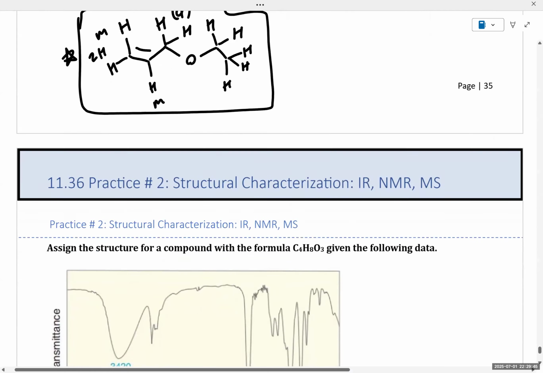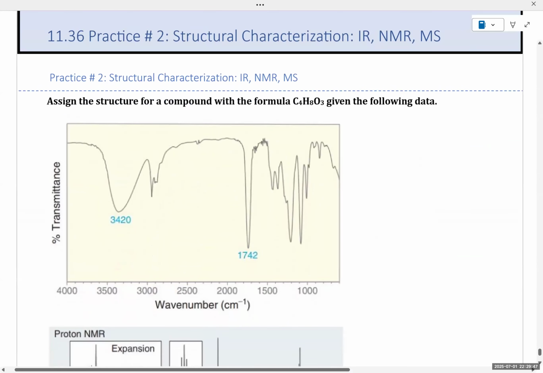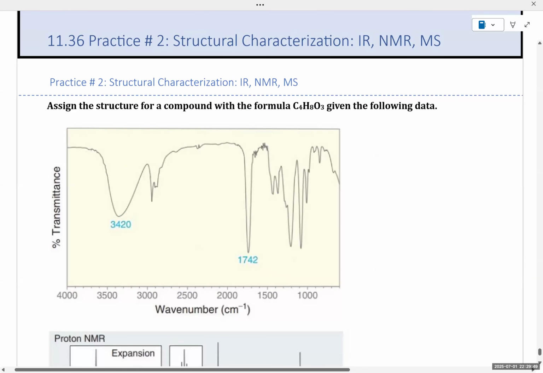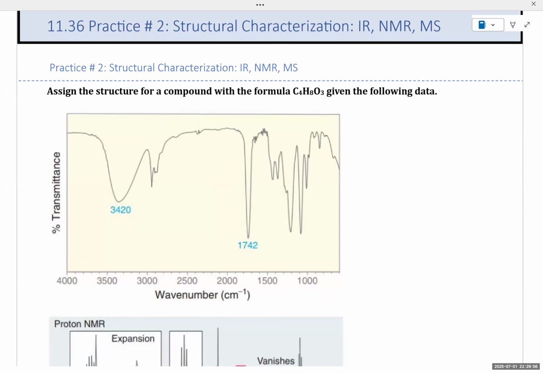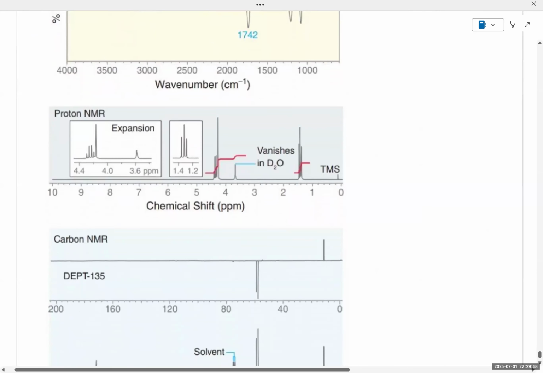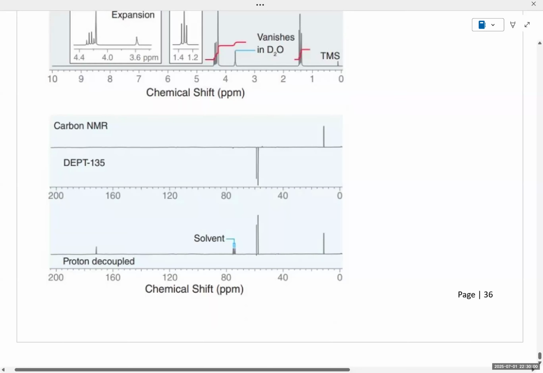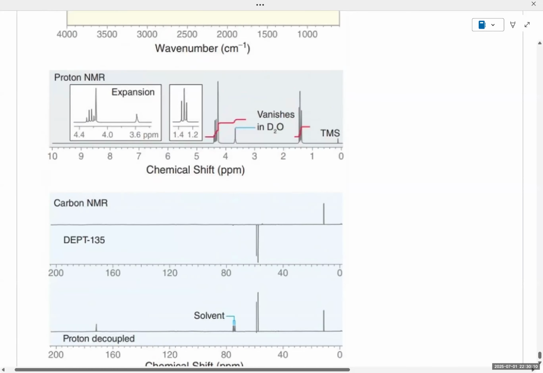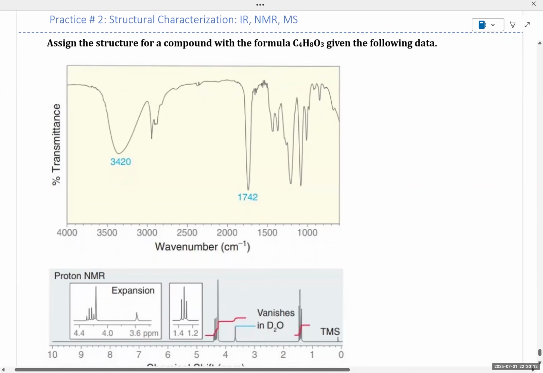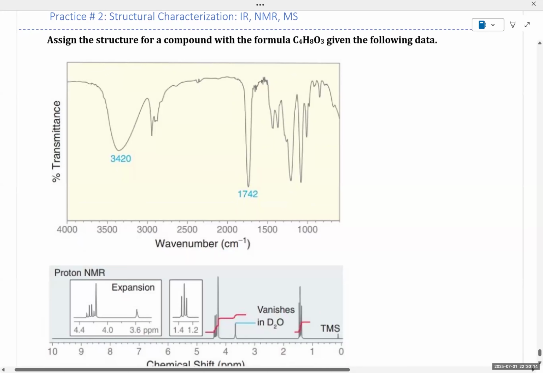Let's do another advanced example. This time, I'd like you to assign the structure for a compound with the formula C4H8O3 given the following data. So here's the IR, you have a proton NMR, and you have a carbon NMR that is available with DEPT 135 and the proton decoupled spectra. So pause the video, work through this example, and then we'll discuss momentarily.